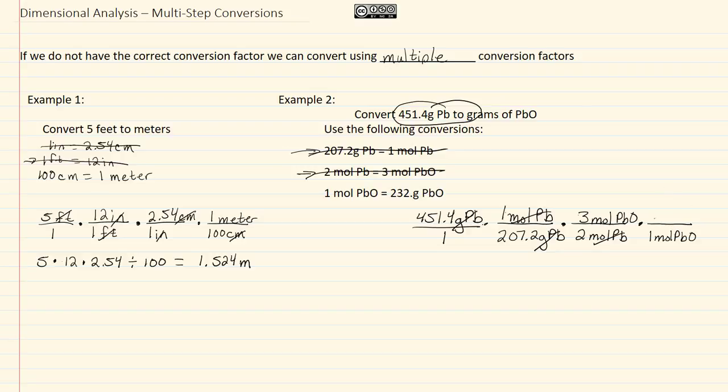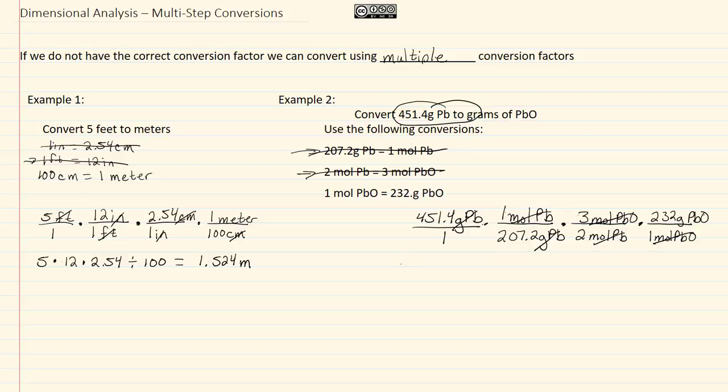And then I have 232 grams of lead oxide. Whoops. Let's write that correctly. It's really important to make sure that, as much as it seems a pain to write all this out, you write this so that you know where everything is going. All right. So now it looks like we're ready to do our multiplication and division.